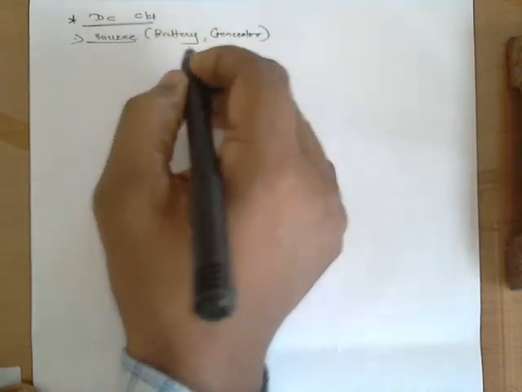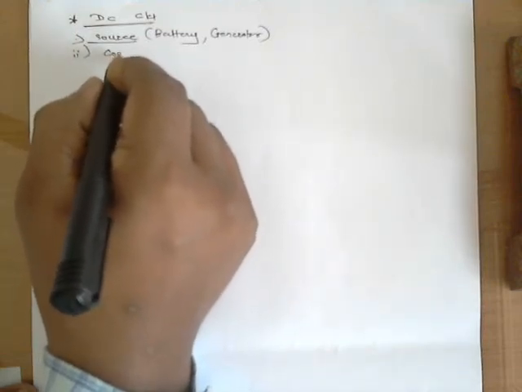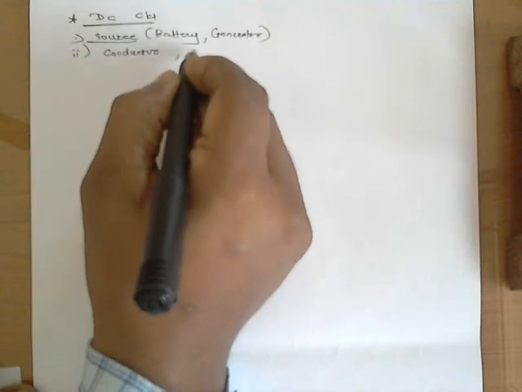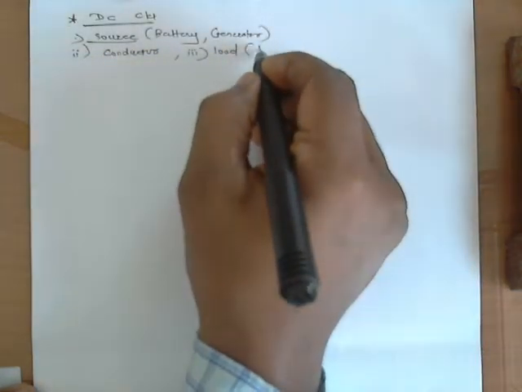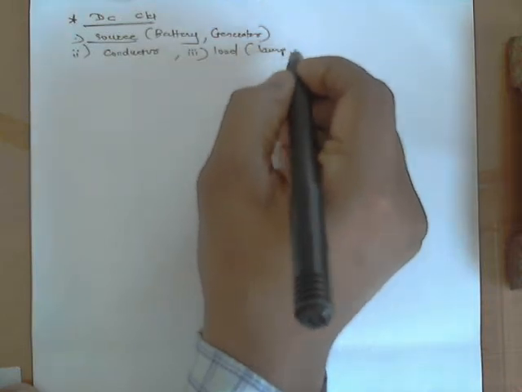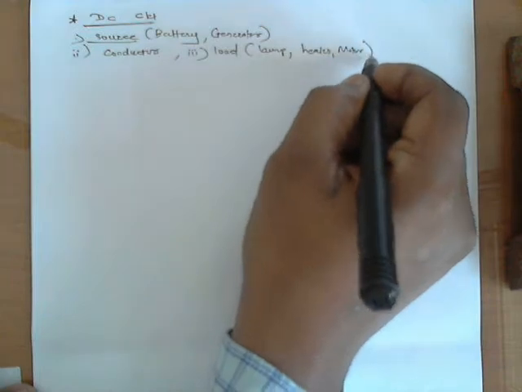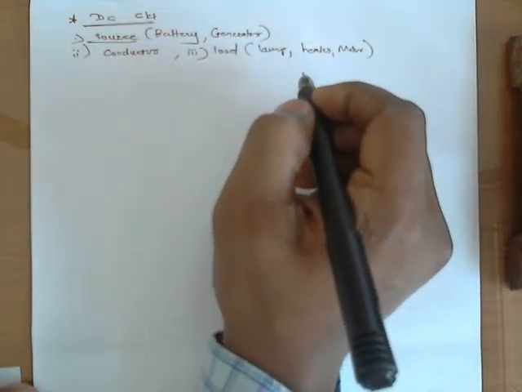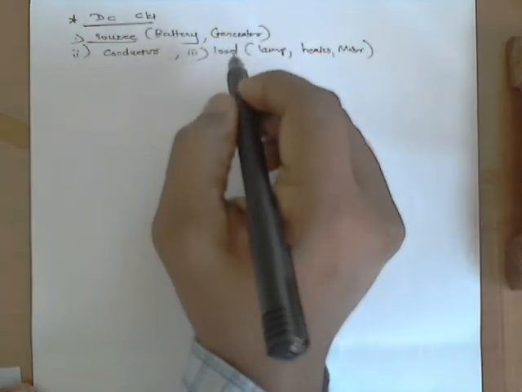generator. Then there should be a conducting material, that is a conductor. There should be a load. Load means any lamp connected, or heater, or motor, or fan, whatever is connected is called a load. So these are some basic parts of a DC circuit.